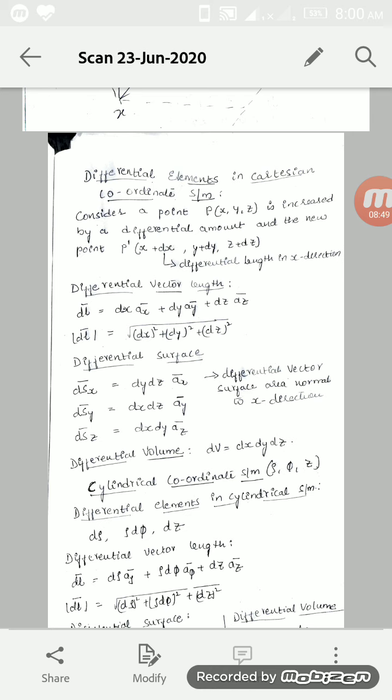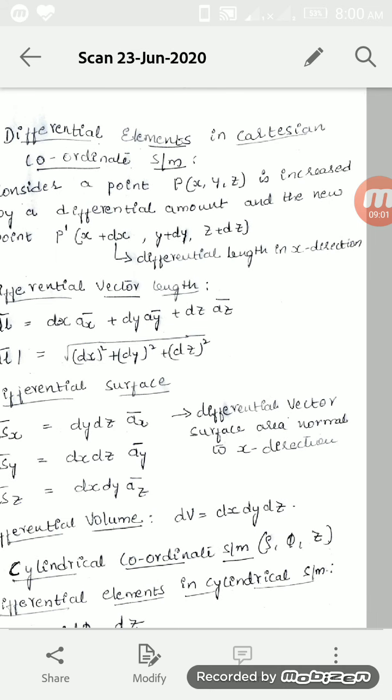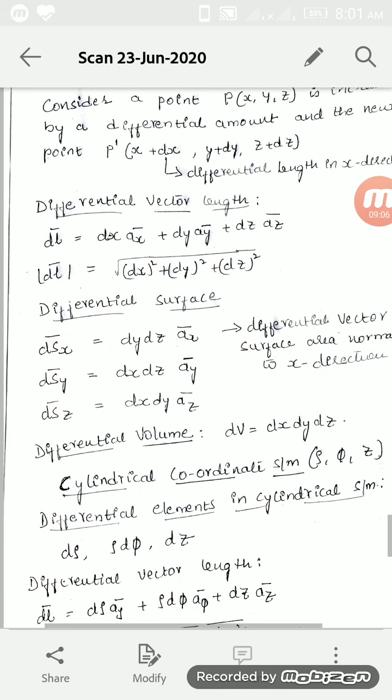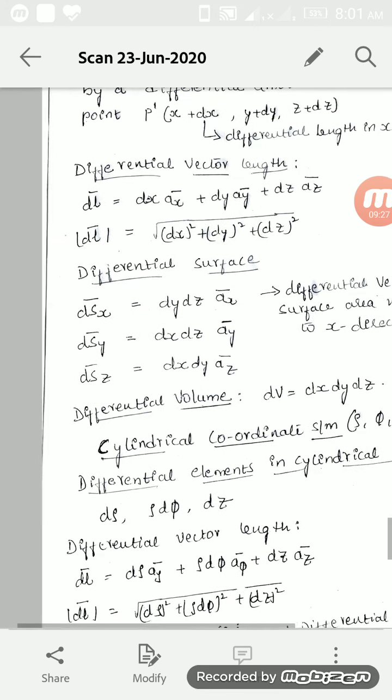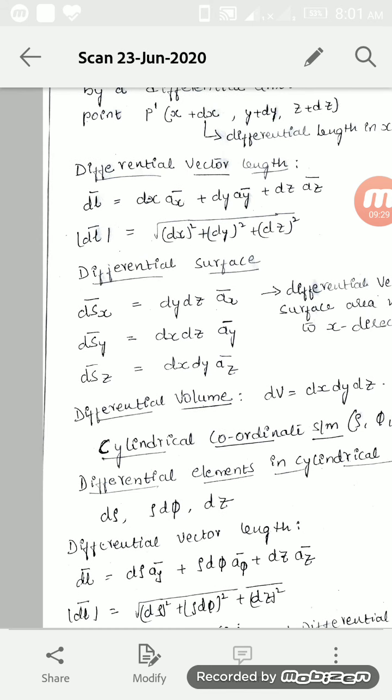So first we'll go with the differential length. The dx, dy, dz are the differential lengths: dx represents the differential length in the x direction, similarly for dy and dz. So the differential vector length is dl equals dx ax plus dy ay plus dz az. Similarly, for the differential surface, if it is in the x direction, dSx is dy dz in the ax direction. That is the differential vector surface area normal to the x direction.